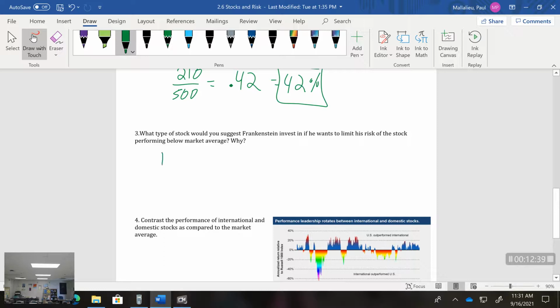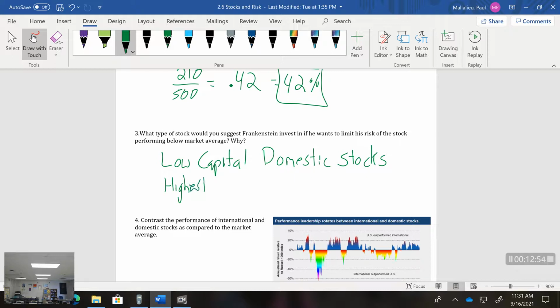So I would say that your low cap domestic stocks, so that they have the highest probability of being above average, or I guess we could say being average or above, because they're not below average. So that would be my rationale, but you could probably justify the other 3.